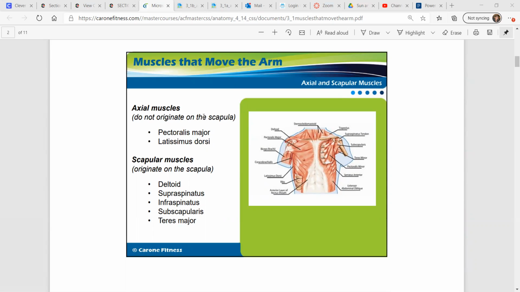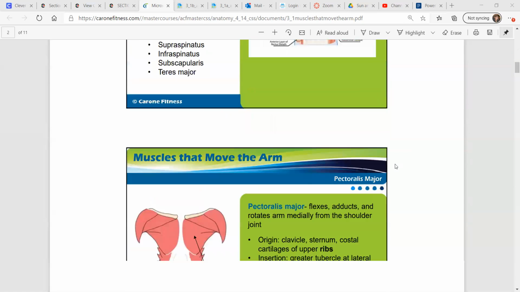The axial muscles are the pectoralis major and the latissimus dorsi, or your lats. Scapular muscles, these are originating on the scapula. They are the deltoid, the supraspinatus, infraspinatus, subscapularis, and the teres major. Here's a diagram of those muscles.